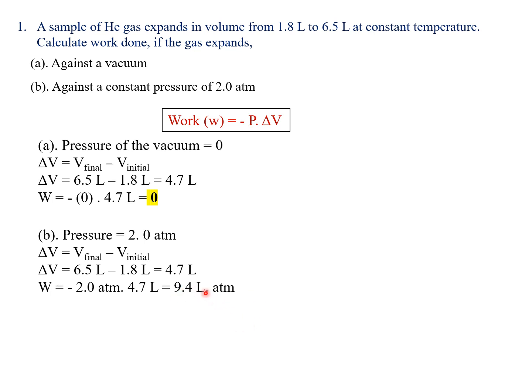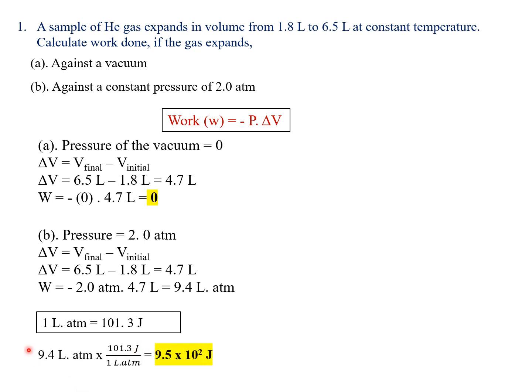Now how can we convert this liter atm into joules? This is the conversion, the equality. 1 liter atm is equal to 101.3 joules. So using this equality, we can generate a conversion factor. 9.4 liter atm, if you multiply it by 101.3 joules, that becomes 950, or in scientific notation 9.5 times 10 to the power 2 joules. The reason is the given numbers are in two significant figures, so your final answer is in two sig figs.